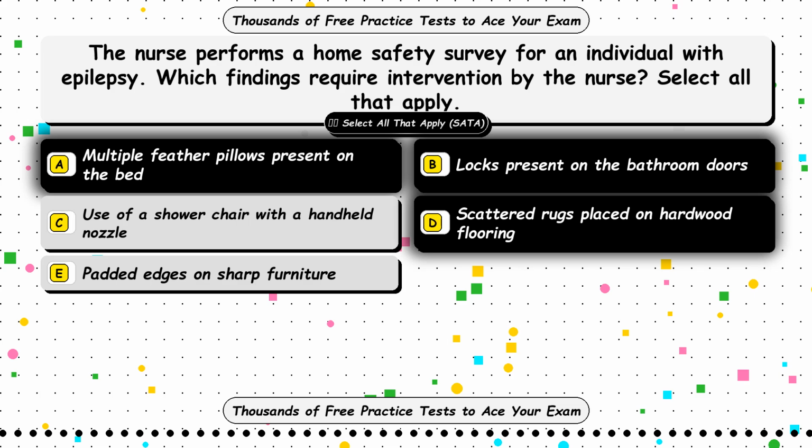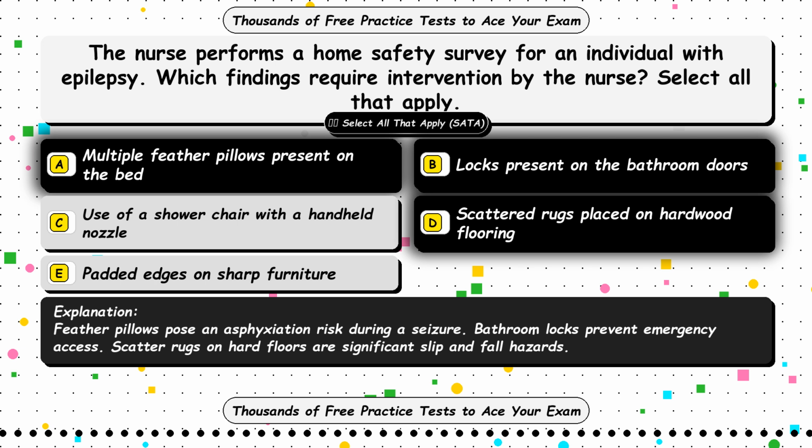The correct answers are options A and B and D, multiple feather pillows present on the bed, locks present on the bathroom doors, scattered rugs placed on hardwood flooring. Feather pillows pose an asphyxiation risk during a seizure. Bathroom locks prevent emergency access. Scatter rugs on hard floors are significant slip and fall hazards.